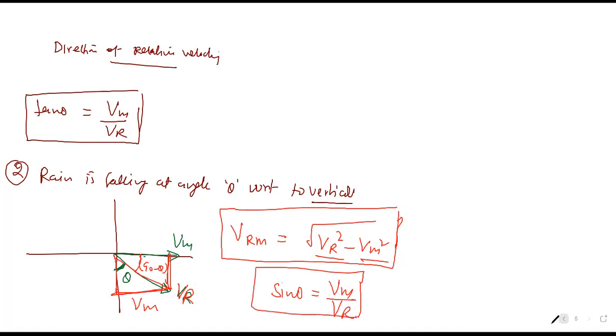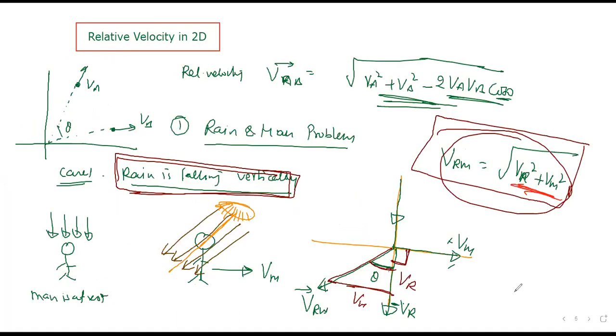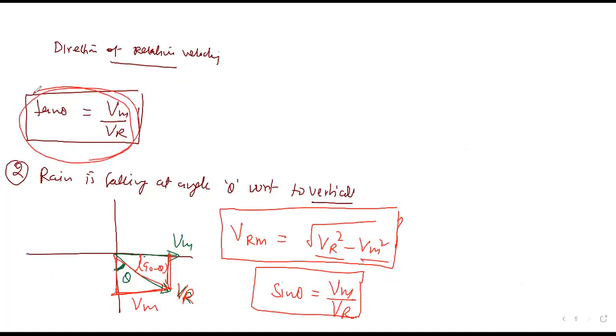Last time it was tan theta, so do not get confused. On this page I wrote that the velocity of the man by velocity of rain was tan theta; in this case it becomes sin theta. Now what will we do? Let's see some questions on this also, so we will understand better.